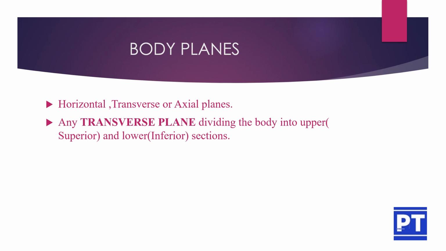Mid-sagittal plane, which divides the body into equal right and left portions. Mid-coronal plane, which divides the body into equal front, anterior, and back, posterior sections. And the transverse plane, which divides the body into upper, superior, and lower, inferior sections. So with that you understood the three planes of our human body.